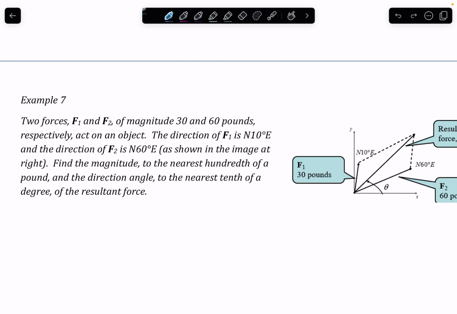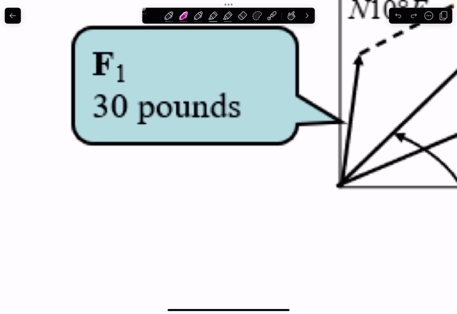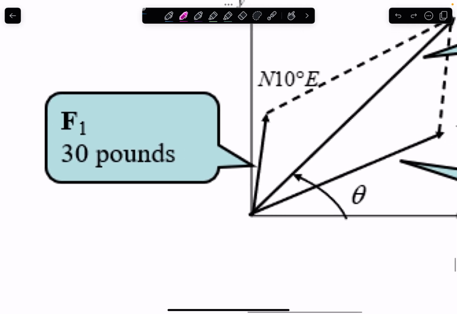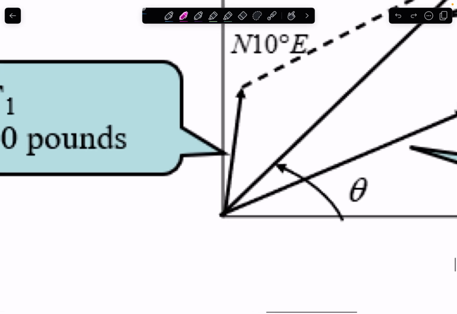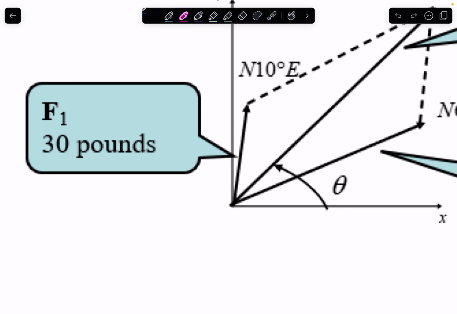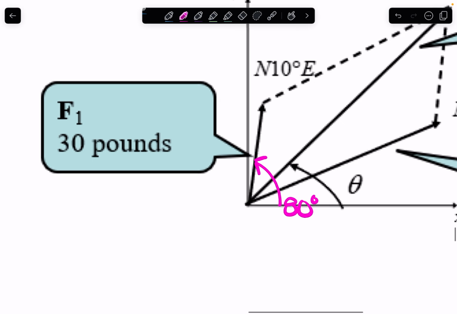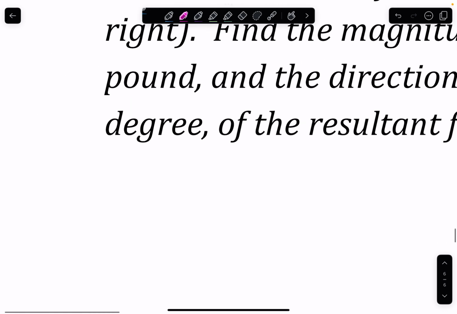First, we need to get each of our forces written in terms of their i and j components. We're going to need a calculator because we're not dealing with unit circle angles. For force 1, I'm going to draw on this picture. Because we're given angle measures, we've got to figure out our standard position angles, theta 1 and theta 2. Force 1 was tilted 10 degrees east, so our standard position angle is 80 degrees. So theta 1 is 80.